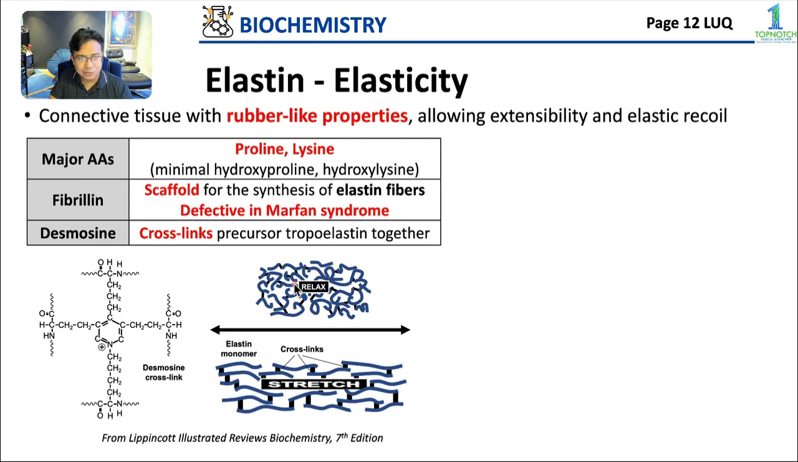But take note guys, dito yung kanyang scaffold pag bumubuo sila. They need a scaffold para magkaroon ka ng elastin fiber, known as your fibrillin. And that fibrillin is the one defective in your Marfan syndrome. Okay? Unlike in your collagen fiber, you don't have any scaffold. Wala kang fibrillin for collagen fibers. And of course, desmosine is the one that cross-links the precursor tropoelastins together, forming the mature elastin fibers.